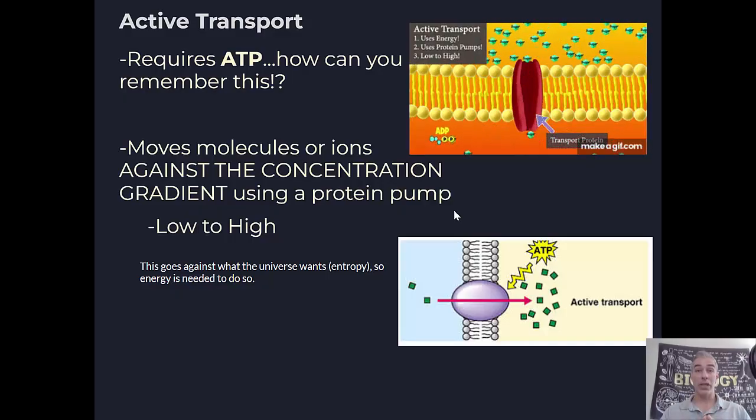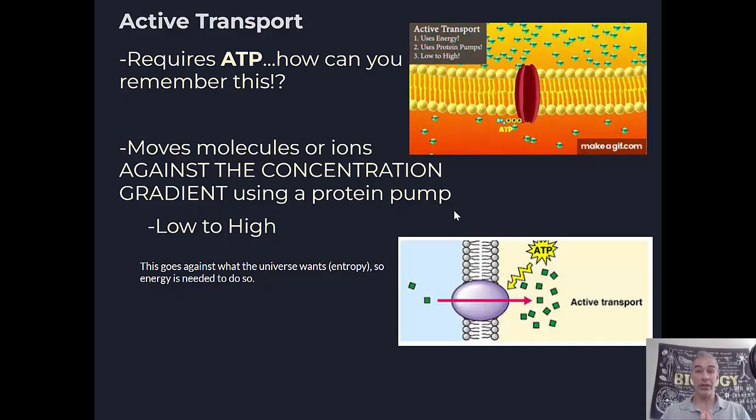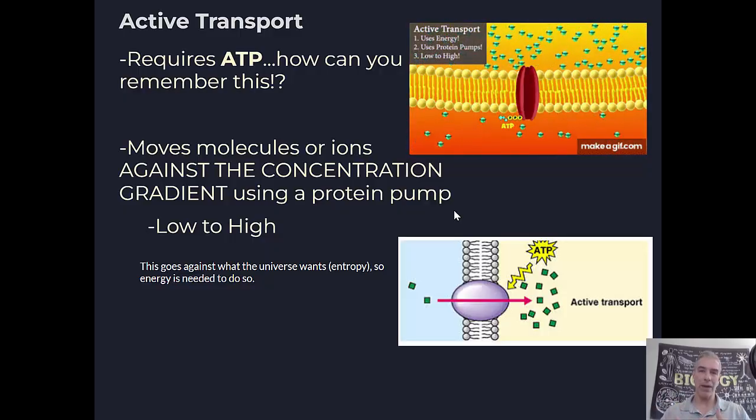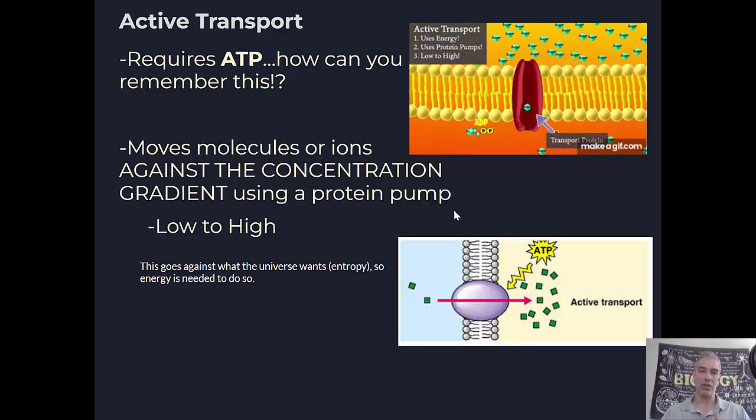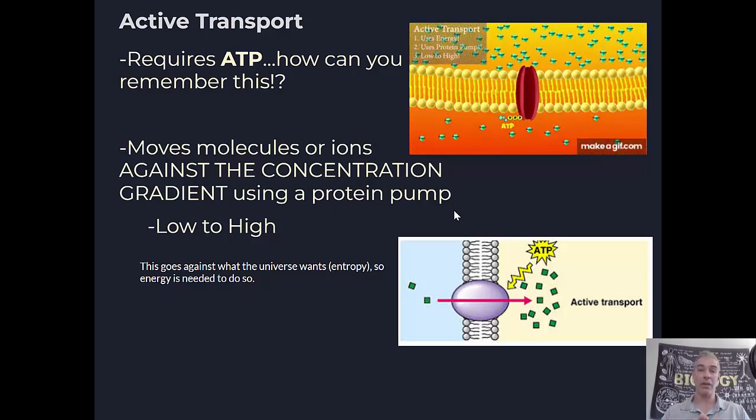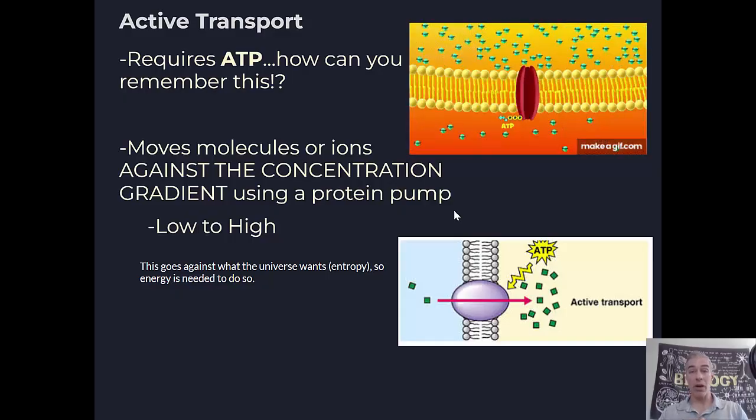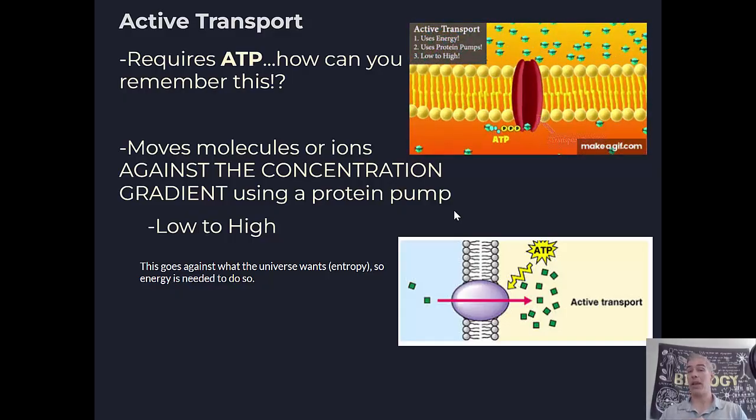Remember, osmosis is a type of facilitated diffusion. So if you mess with an aquaporin, if you mutate the aquaporin, you're going to impact the ability for water to move from a high concentration to a low concentration of water. But again, we'll talk about that more when we get into osmosis. Active transport, that requires ATP. You can remember that: active transport, ATP.